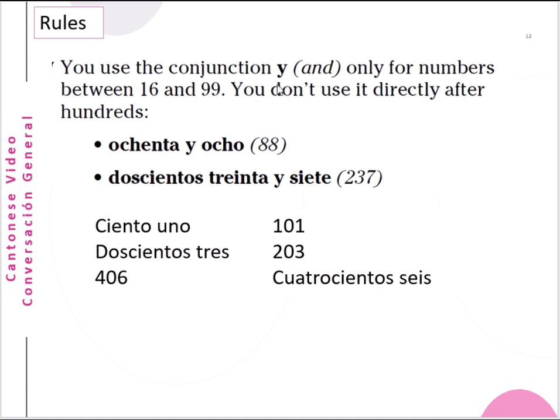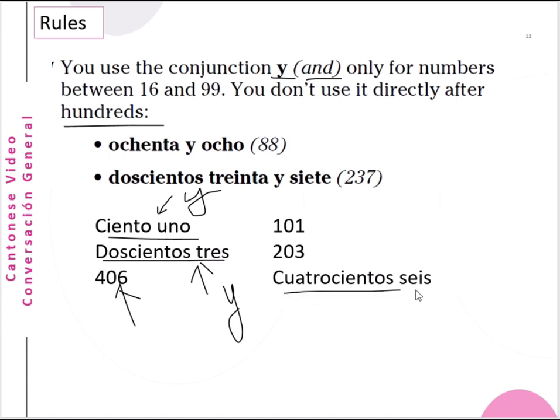You use the conjunction y, meaning and, only for numbers between 16 and 99. You don't use it directly after hundreds. Let's say 101, ciento uno. You don't add the y between these two words. You don't say ciento y uno. You just say ciento uno. 203. You don't add y between these two words. You say doscientos tres, not doscientos y tres.